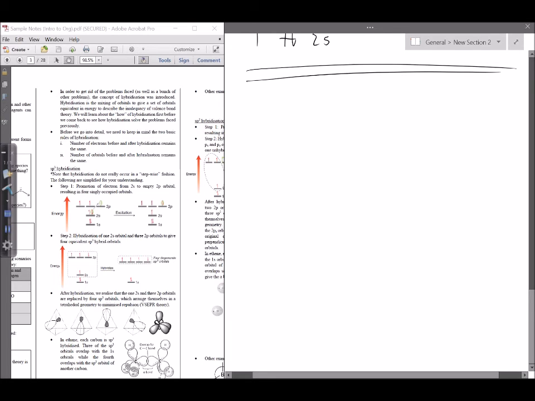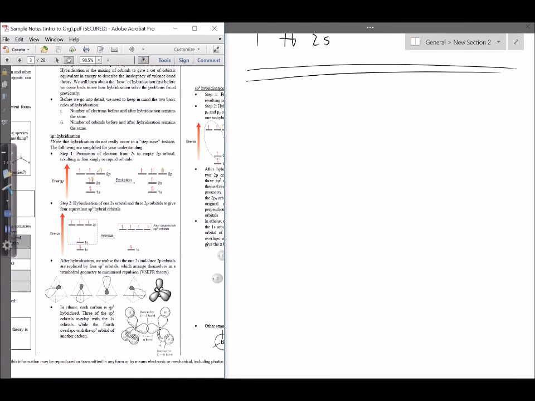We will learn about the how of hybridization first before we come back to see how hybridization solved the problems faced previously. Before we go into detail, we need to keep in mind two basic rules of hybridization. First, the number of electrons before and after hybridization remains the same, and the number of orbitals before and after hybridization remains the same. So the two are always conserved.